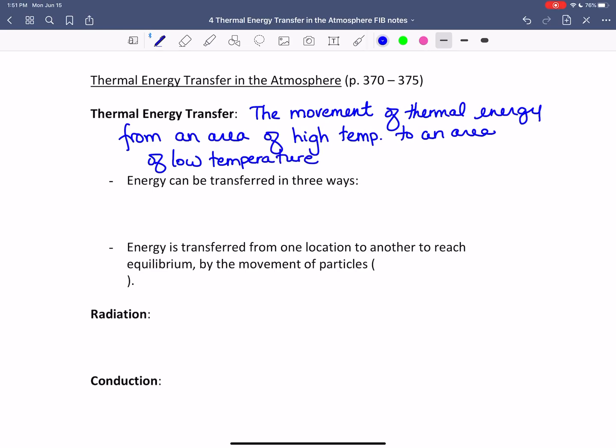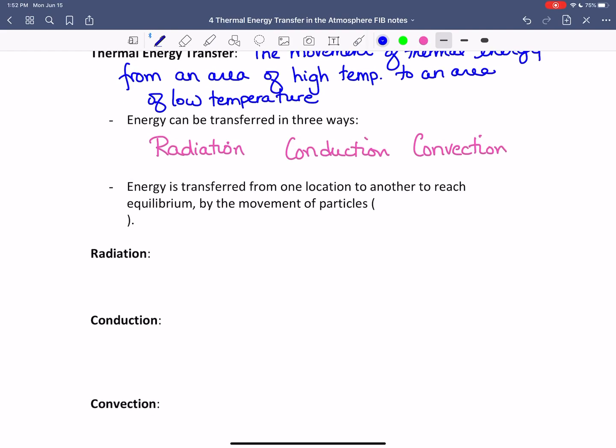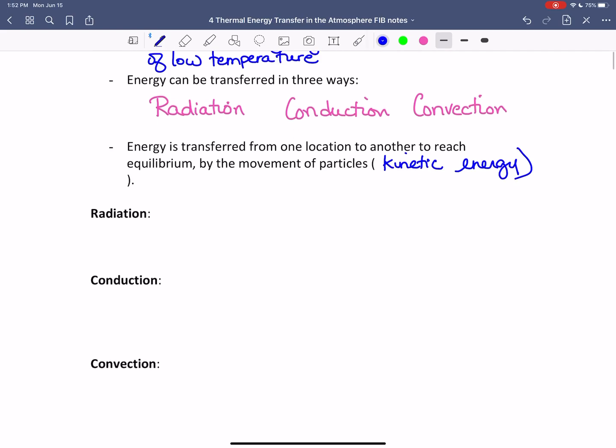So when we're doing thermal, we're dealing with temperature. And energy in this way can be transferred 3 different ways. We can have radiation, we can have conduction, and as you can probably see underneath, we can do convection as well. And in these forms, energy is transferred from one location to another to reach balance, equilibrium, by moving the particles around. So it's through that kinetic energy that we reach balance.